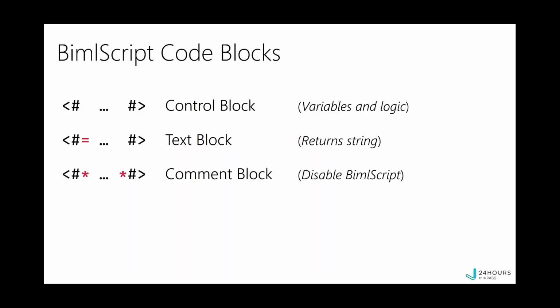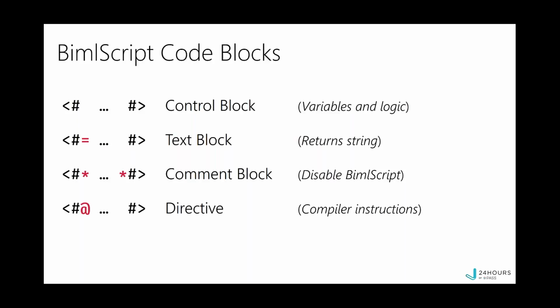The third one is the comment block. This is the one you want to use if you want to disable other Biml script code blocks. There are two types of comments in Biml and Biml script. This one is the Biml script comment. You can also use the standard XML comment, where you have the bracket, exclamation mark, dash, dash. That will only comment out the flat Biml. So if you want to disable some other code blocks, use this Biml comment block instead.